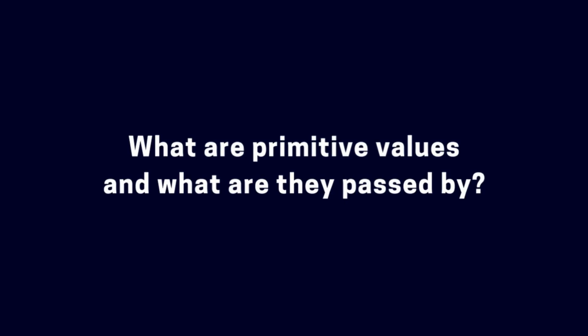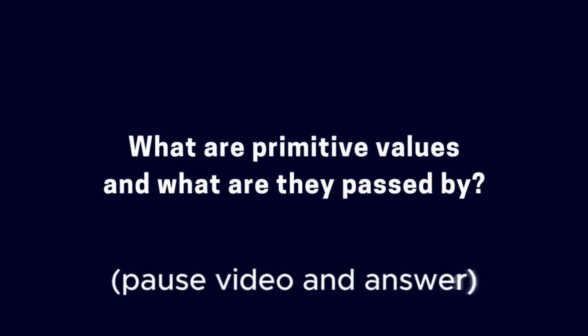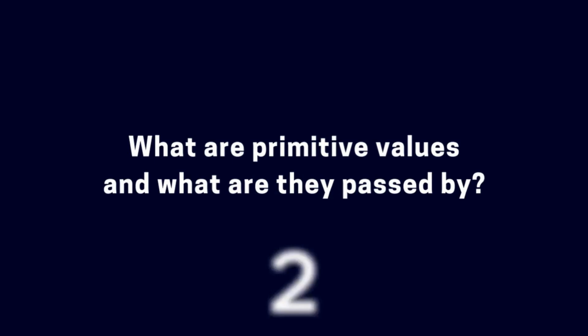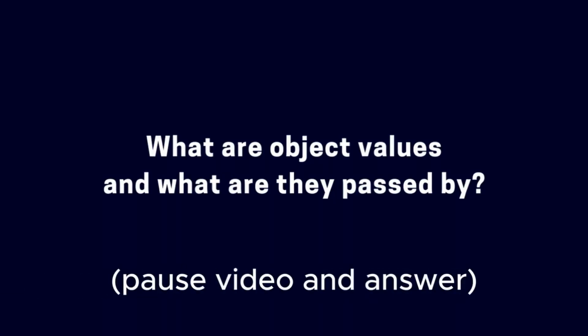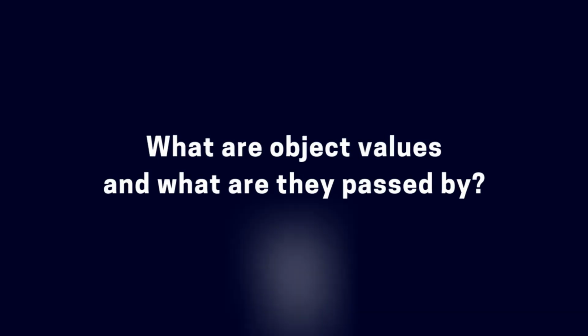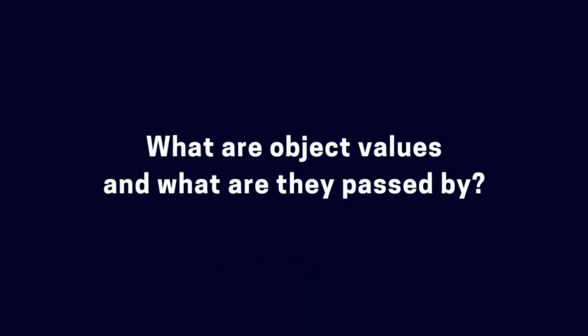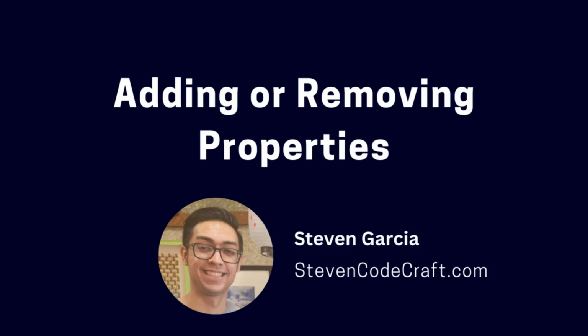What are primitive values and what do they pass by? Primitive values refer to simple values, such as string, number, or booleans, and they are passed by copy. What are object values and what do they pass by? Object values refer to key value pairs. This also includes arrays, and they are passed by reference.